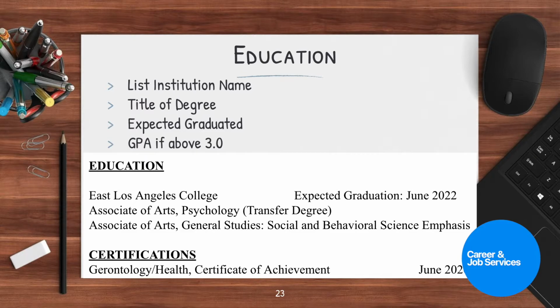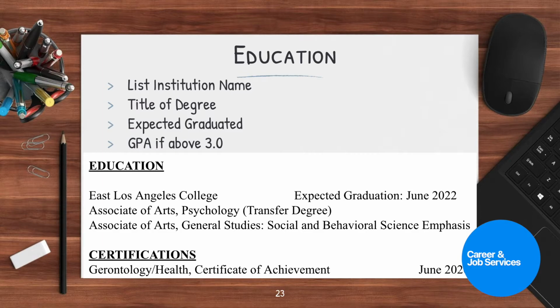You want to make sure you list the name of the school, avoid acronyms, and list the title of the degree that you will receive. If you're not sure of the degree title, refer to the college catalog for that name. You also want to list your expected graduation. A common mistake that students make is they list the year in which they started college. Avoid this mistake. Employers only want to know when you will receive your degree.